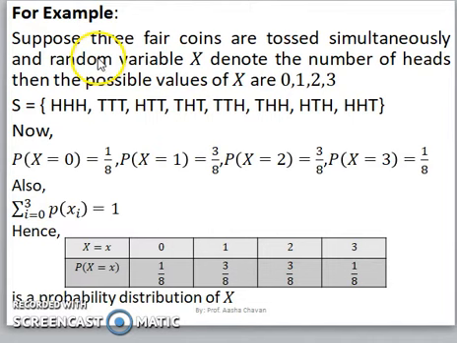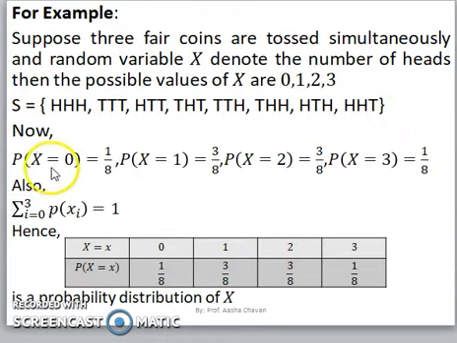Suppose, for example, 3 coins are tossed simultaneously and random variable x denotes the number of heads. Then the possible values of x are 0 heads, 1 head, 2 heads or 3 heads. So your sample space will be HHH, all 3 heads, TTT, all 3 tails, and otherwise HTT, THT, TTH, THH, HTH and HHT. These are the total samples of our experiment.